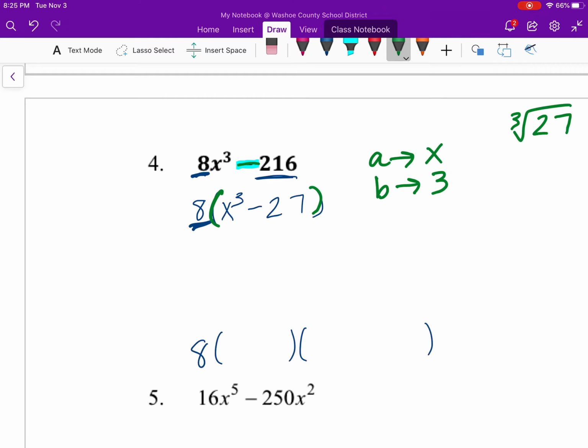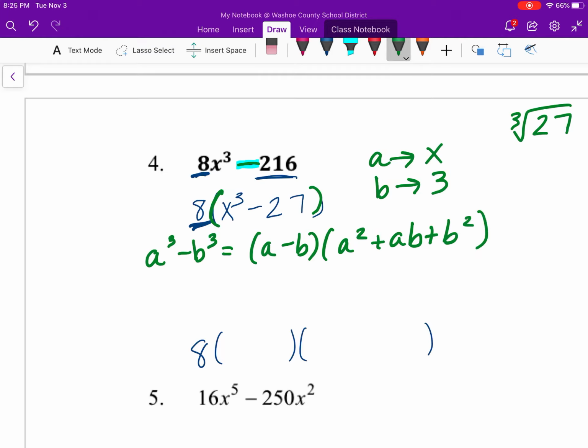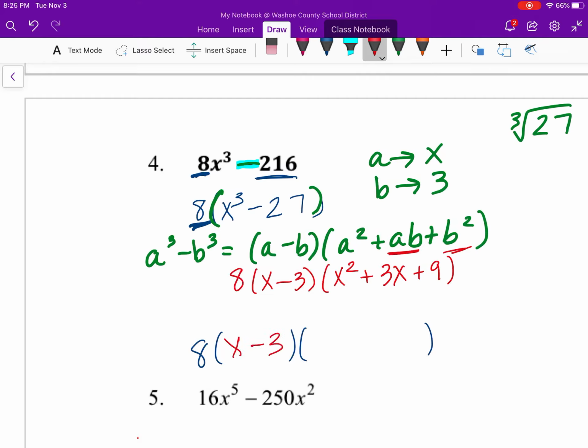So I'm going to write down my formula for difference of cubes. So difference of cubes, it's A cubed minus B cubed equals A minus B, A squared plus AB plus B squared. Okay, so now that I know what my A and my B are, it's just substituting into this. So A is x, B is 3, x squared plus, again, A times B would be the same thing as 3x. And then B squared is 3 squared, so that would be a 9. Okay, so this is my answer, not forgetting the 8 in the front. So because I wrote it down here, I'm just going to fill it in.